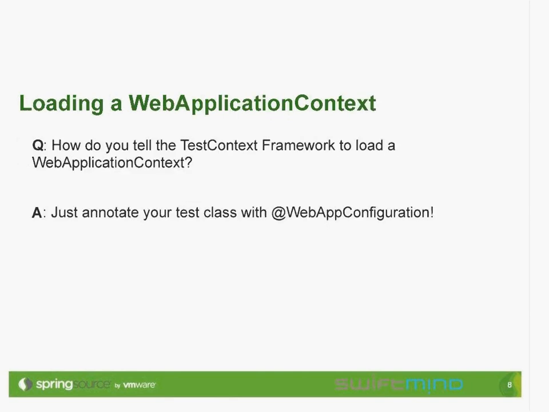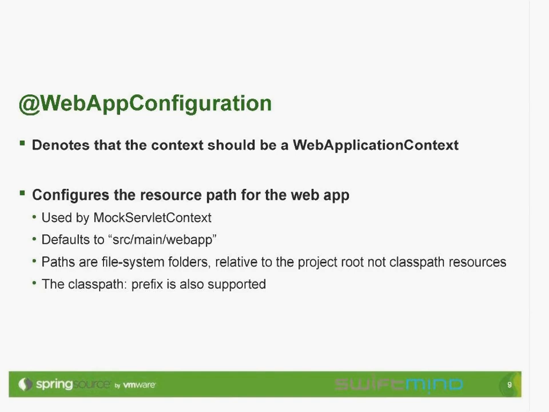So, loading a web application context in an integration test. How can I tell the Spring TestContext Framework to load a web application context for me instead of a standard application context? Well, the answer is pretty straightforward. All you have to do is annotate your test class with @WebAppConfiguration. So what is this @WebAppConfiguration? It's a new annotation we introduced in 3.2.2, and basically it just denotes that the application context that's loaded for your integration test should in fact be a web application context. And again, that's in contrast to a standard application context, which would otherwise be loaded.